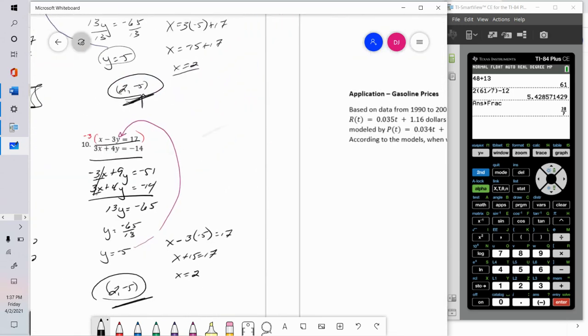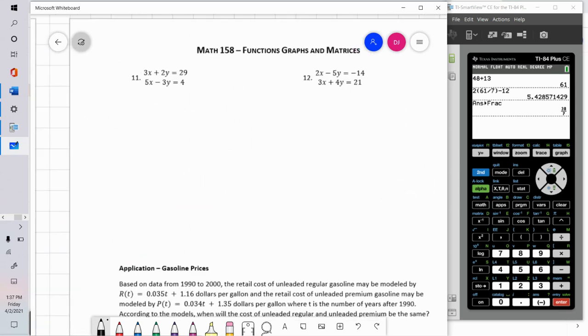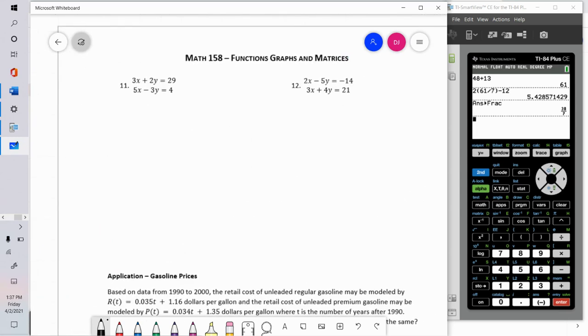Okay, so let's do a couple more. Notice that in the last two, I only needed to multiply one of the equations by something to get the variables where they would eliminate or cancel. In this equation, number 11, I've got a 3x and a 5x. There's no value I can multiply one by to get the other, right?